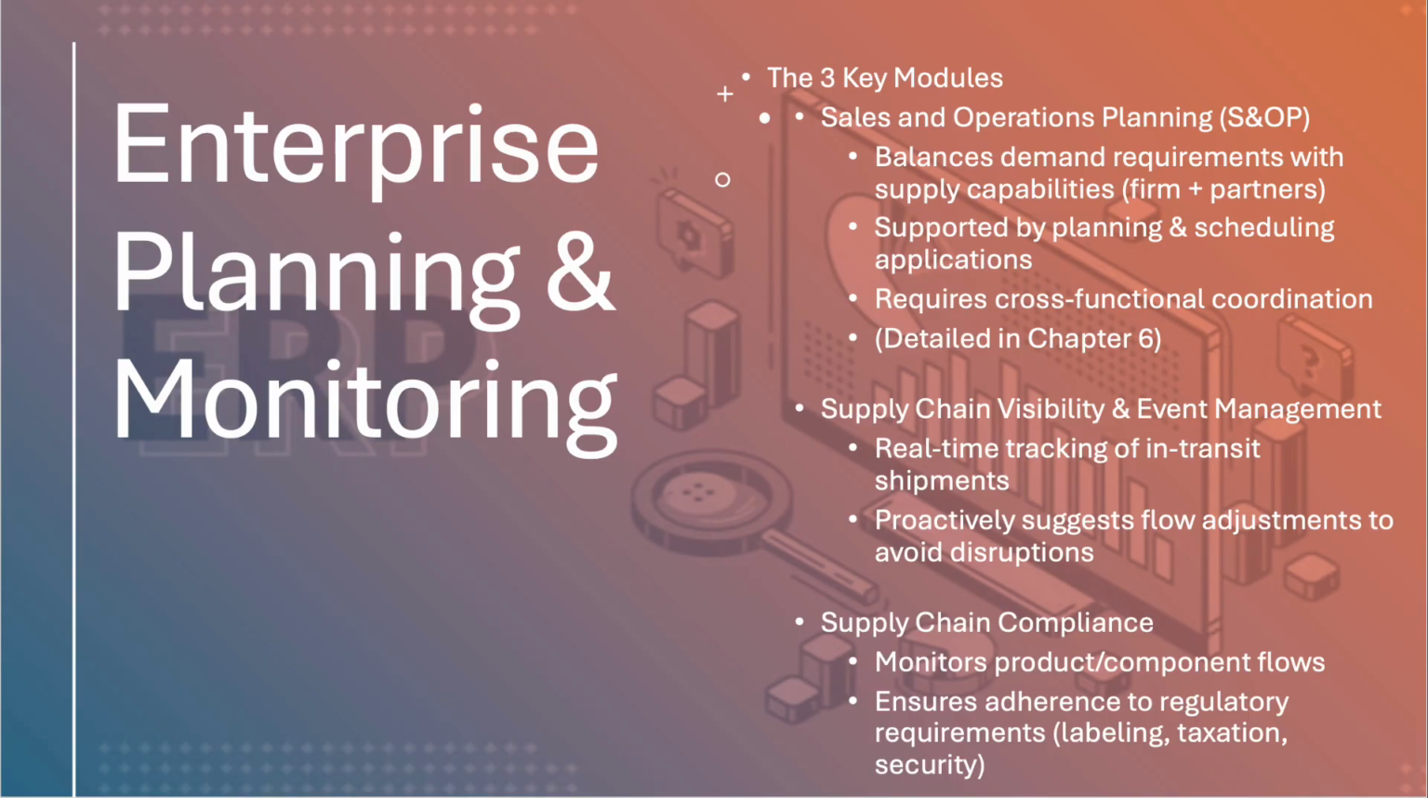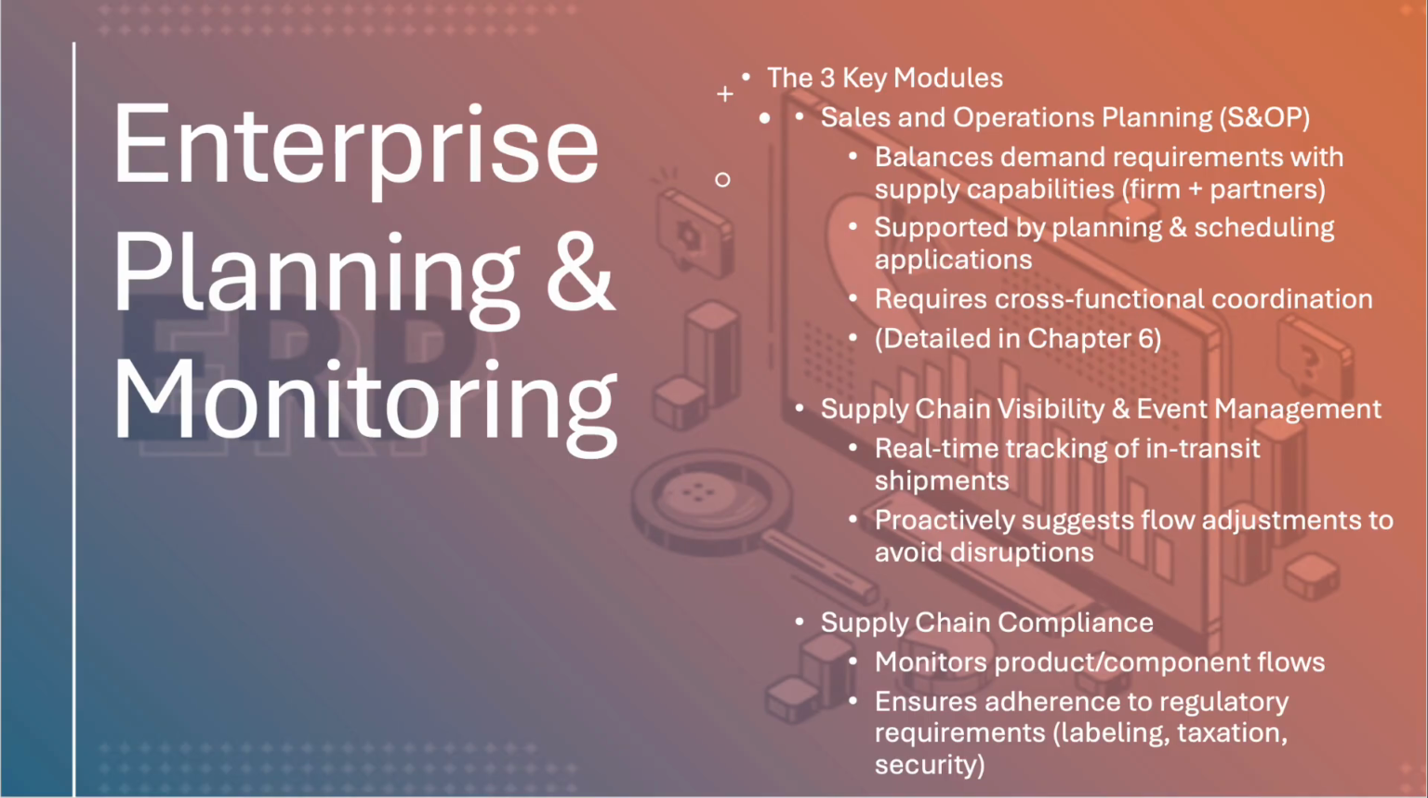For example, if sales expects demand to increase next month, operations must determine whether the company has enough capacity, inventory, suppliers, and transportation resources. The second module is supply chain visibility and event management. This involves real-time tracking of in-transit shipments and proactive recommendations to avoid disruptions. For example, if a shipment is delayed, the system may suggest rerouting, expediting, or reallocating inventory from another location. The third module is supply chain compliance.